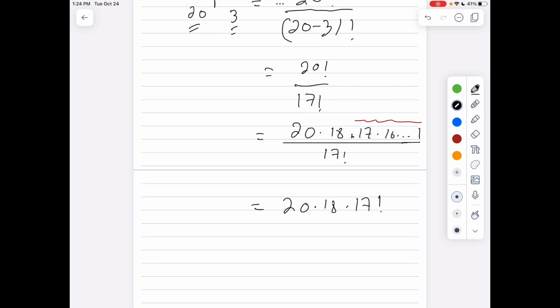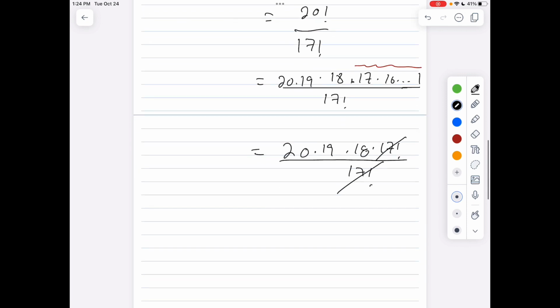So I can rewrite that 20 factorial as 20 times 19 times 18, and I'm sorry, I just realized I forgot 19 earlier. My apologies about that. So 20 times 19 times 18 times 17 factorial, all over 17 factorial. The reason we do that is so we can cancel things out with the factorials more easily.